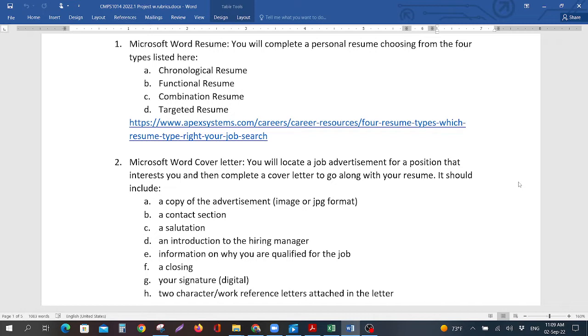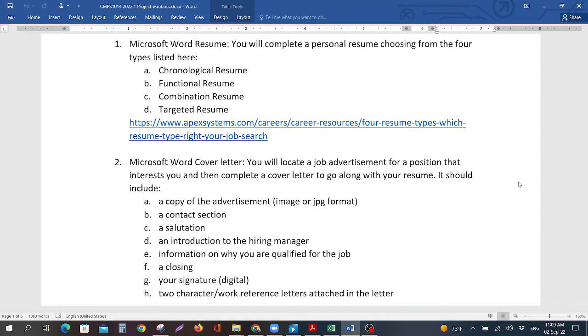So you have to follow certain guidelines with the cover letter. You have to have your inside address, your contact section for yourself, and your salutation. You want to introduce yourself to the hiring manager and tell them why you are qualified for this position. You're not going to go into the detail that you would in the resume, but in the cover letter you're going to outline some general skills and observations of yourself that make you a good fit for this position. Then you're going to have a closing and a digital signature.